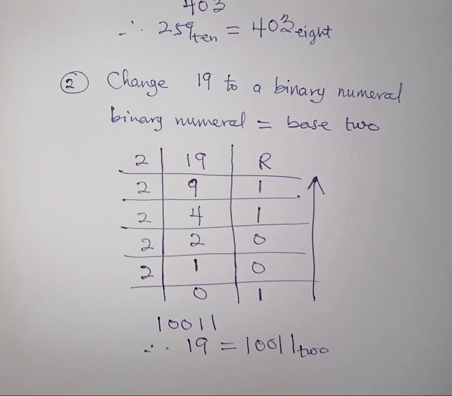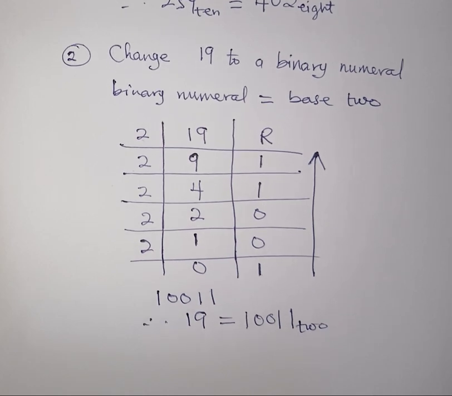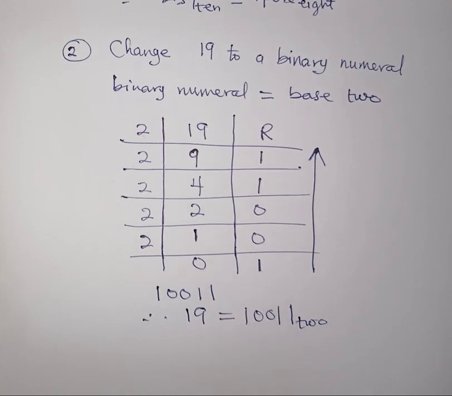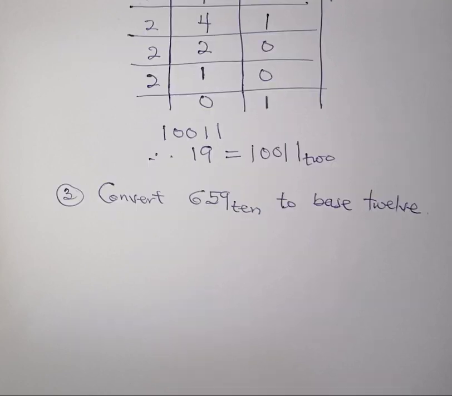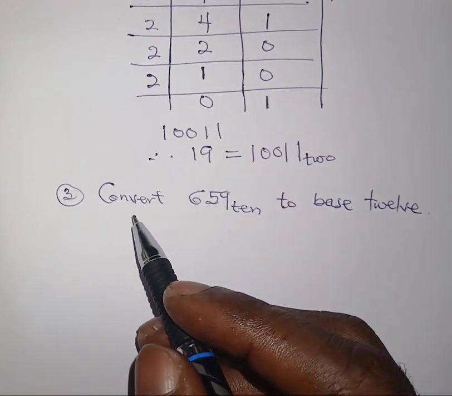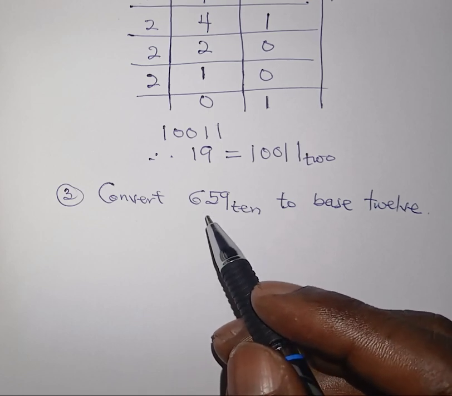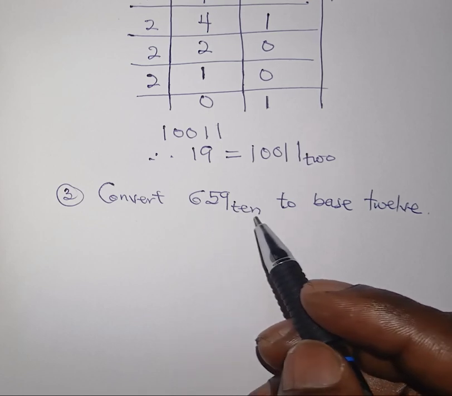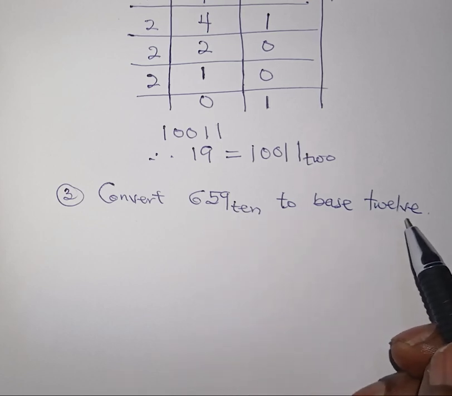Let's try another example, the last example on this. Okay, good. So this example 3, we are to convert 659 base 10 to base 12.